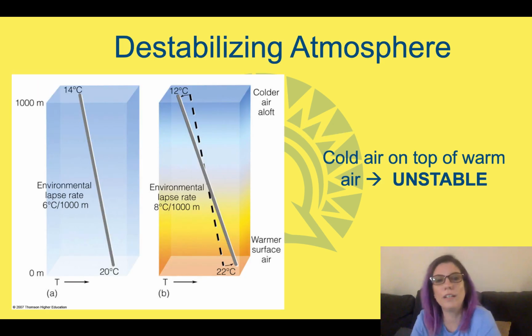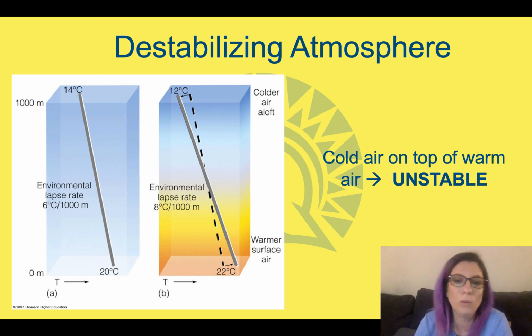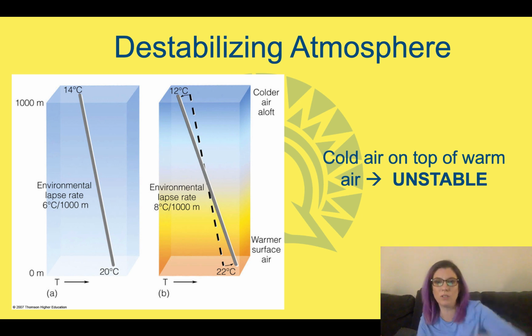We can also look at a destabilized atmosphere as well. This is where we have it set up with the warmer air on the bottom and the cooler air on top. Well, now this one makes sense, right? Because if it starts off at the bottom and it's warmer air, it's going to want to rise, and it's not going to end up back down at the bottom again. It's just going to end up somewhere above where it started.